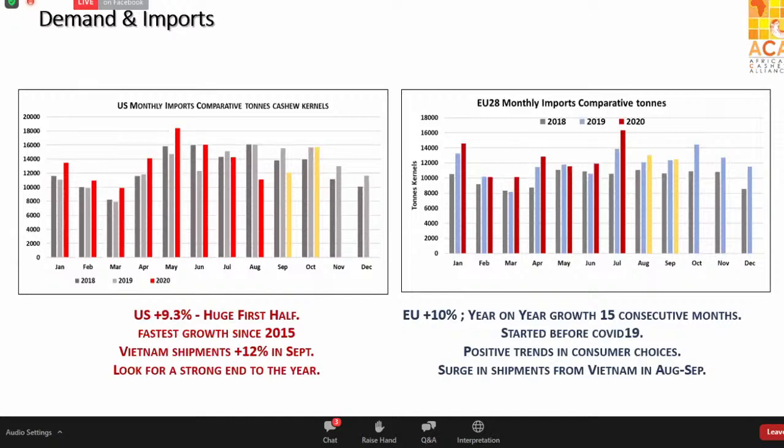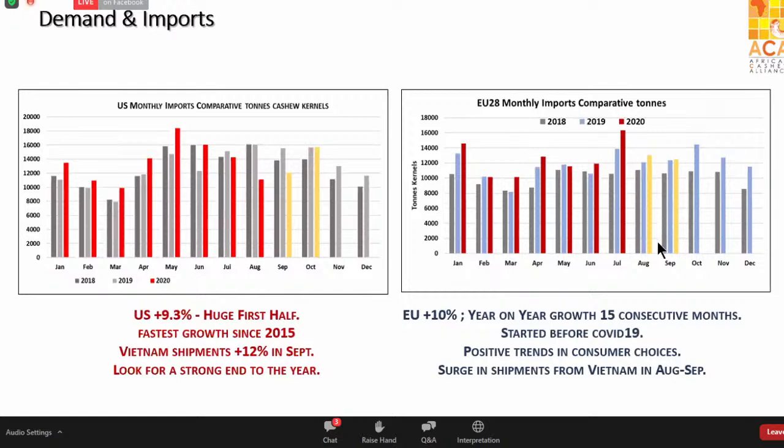And some of the figures, I almost hesitate to talk about some of the shipment figures currently seen in the Vietnamese customs figures, because the strength of shipments during September is quite remarkable. So I expect a strong finish to the year in Europe. I wouldn't be surprised if overall European imports finished more than 10% up on the year.